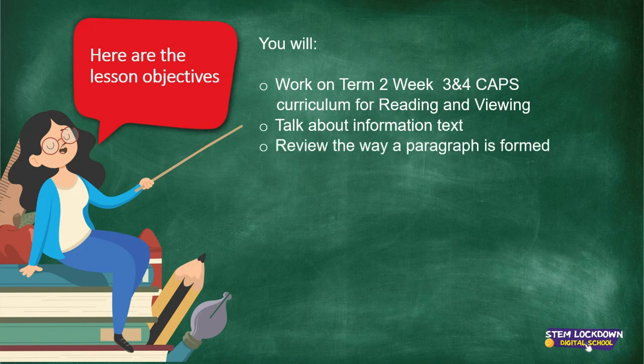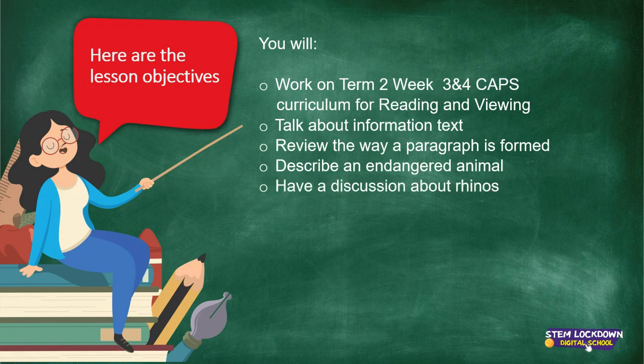So this is what we're going to do. Information text is all about paragraphs, and so we're going to review the way a paragraph is formed. We're going to describe an endangered animal because that's our theme for the next 2 weeks. Last 2 weeks our theme was wild animals, and now we've narrowed into endangered animals, as you discovered yesterday in our listening and speaking lesson. Then we're going to have a discussion about rhinos, but you will be talking, and I won't be able to hear you, but please talk.